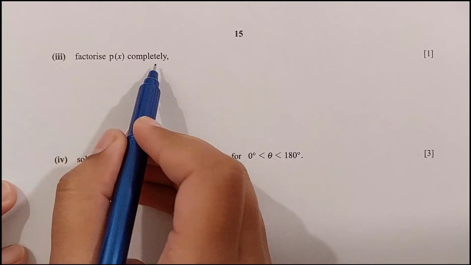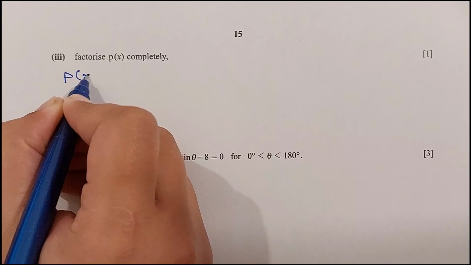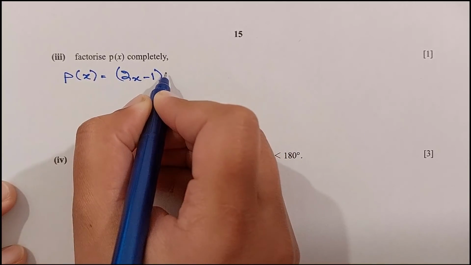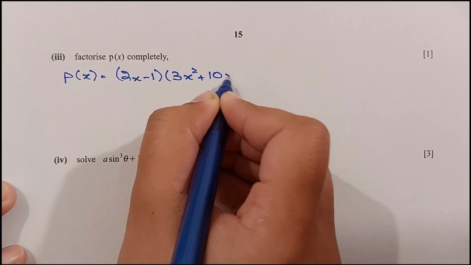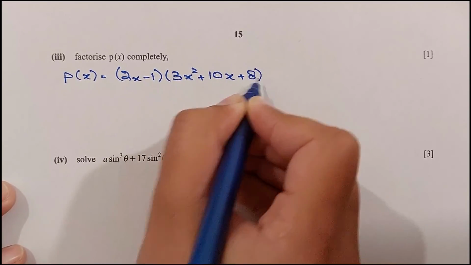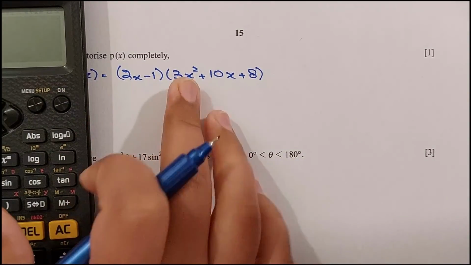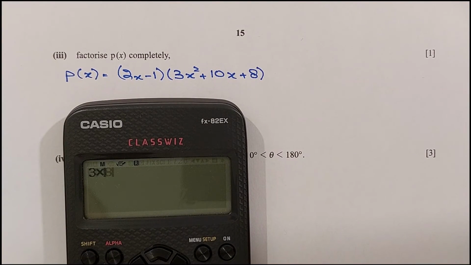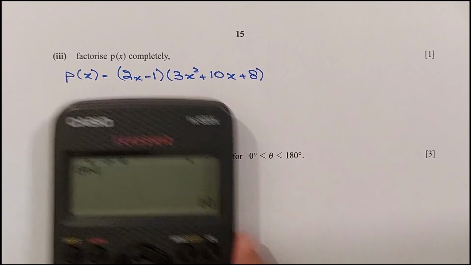Now for part 3, factorize p of x completely, right? So we have p of x from the second part is 2x minus 1 into 3x square plus 10x plus 8. So we have to factorize this quadratic expression, right? So we have to break the middle term, do the factorization. 3 times 8 is 24. So 6 times 4 is 24, and 6 plus 4 is 10, right?